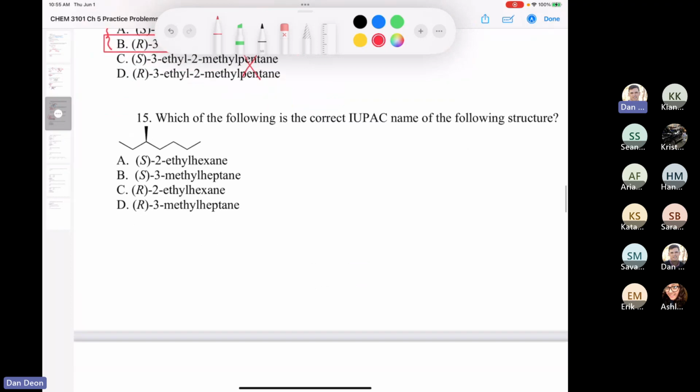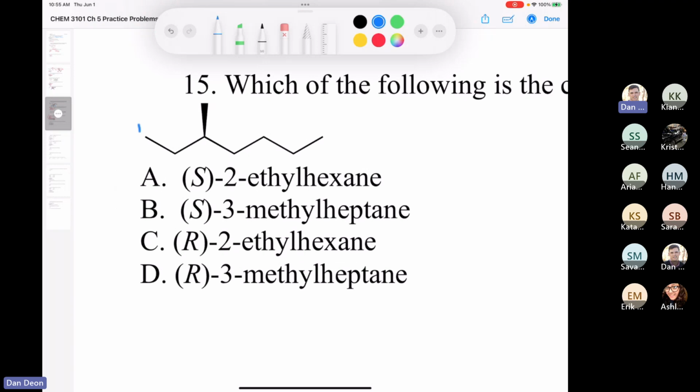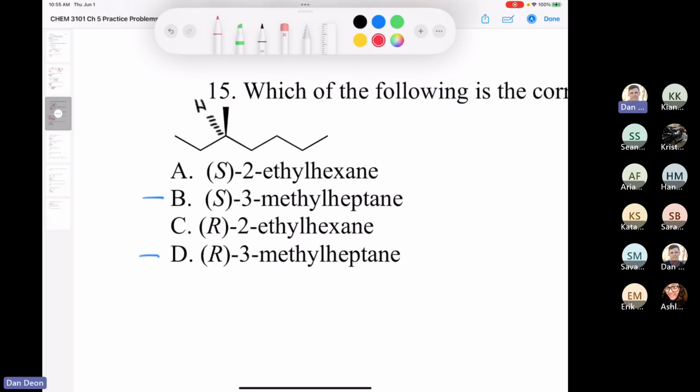What's the correct name for the following structure? So first of all, we're going to count the carbons in our longest carbon chain. 1, 2, 3, 4, 5, 6, 7. So it's a 3-methyl heptane. So that means it's either B or D. We just need to determine whether it's R or S. This one should be pretty quick because our lowest priority group is going back in the page. So the highest priority group is going to be the longest chain. 2 would be the second. This would be the third, and then the hydrogen is the fourth. We're going 1, 2, 3, which is clockwise. So this is an R compound, and so the compound must be R-3-methyl heptane.